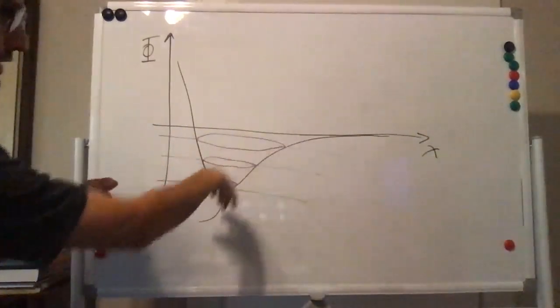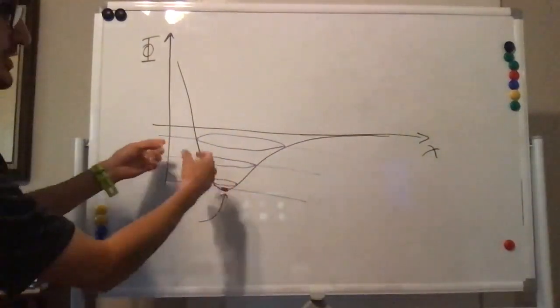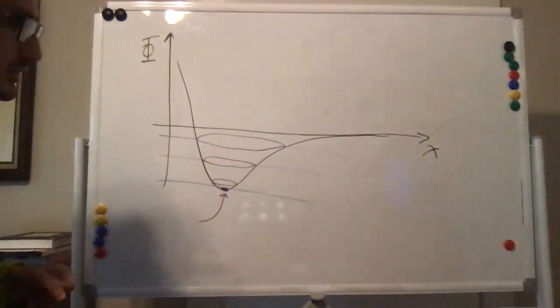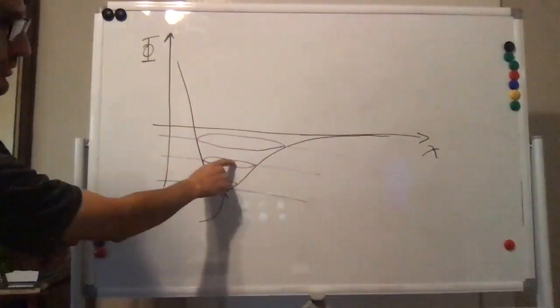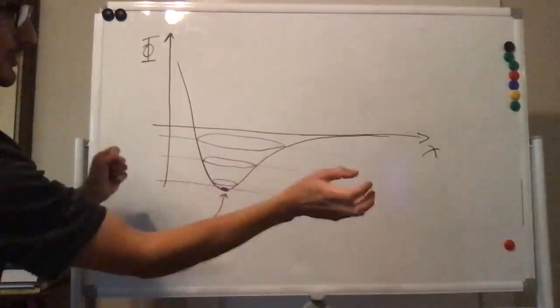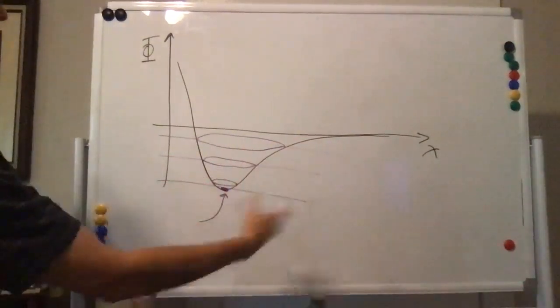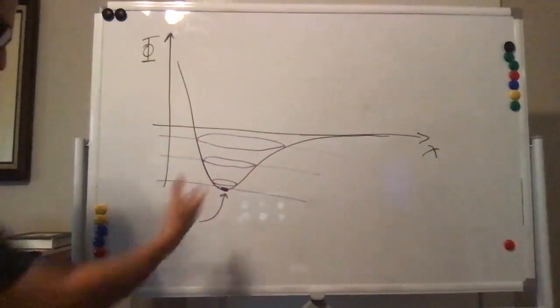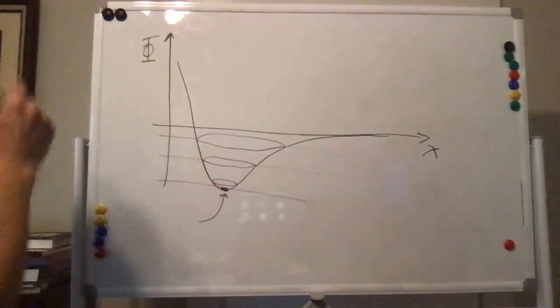But if you keep putting kinetic energy in there, then the orbits are going to become larger and more elliptical. So that is how the extra kinetic energy is accommodated in the system. So.